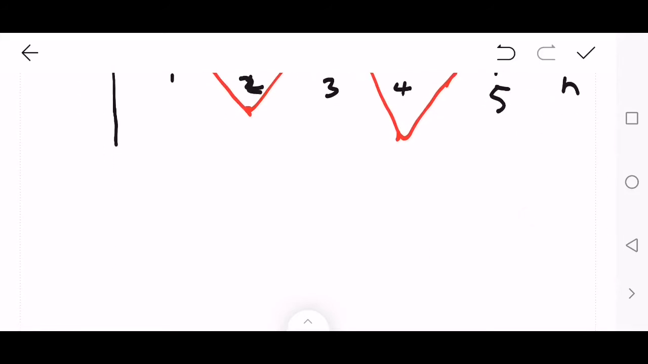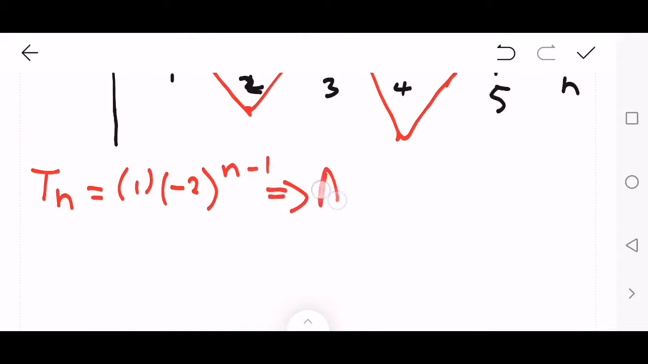So let's write this down. For Tn equals 1 times minus 2 to the n minus 1, our sequence alternates and diverges.